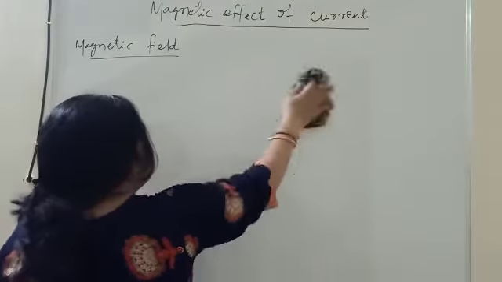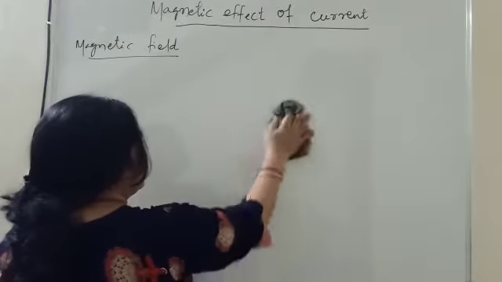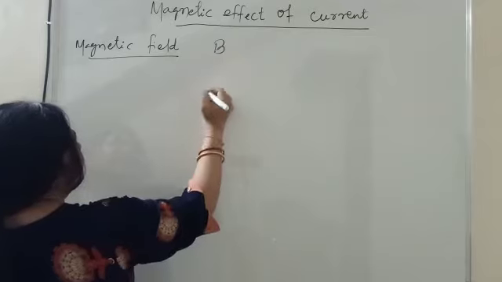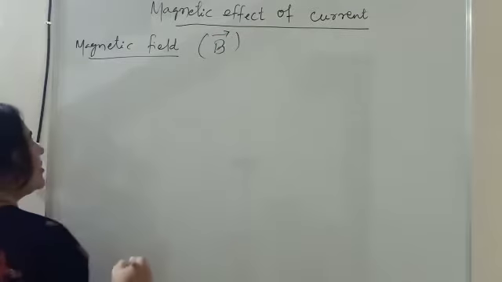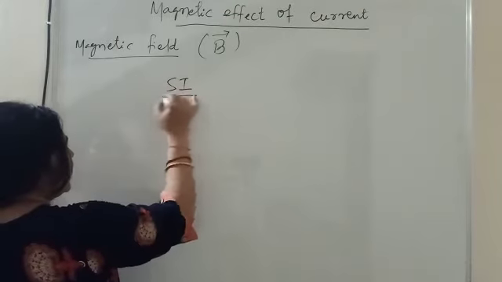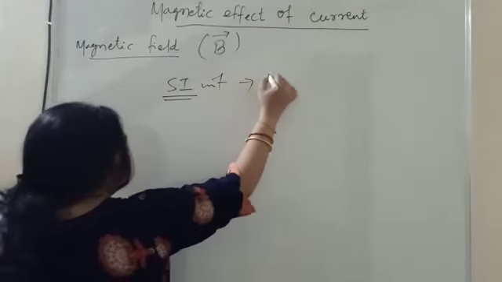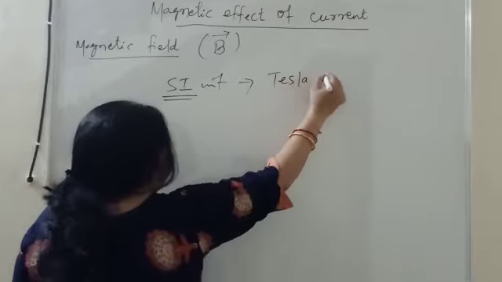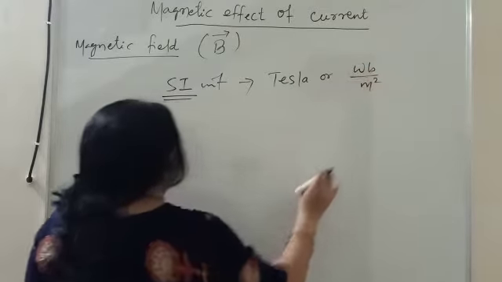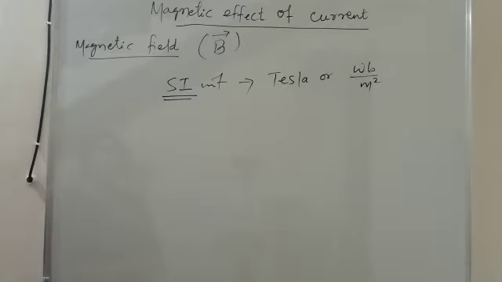Now, like the electric field, the magnetic field is also a vector quantity. The magnetic field is denoted by the symbol B, so it is a B vector. What is the unit with which it is measured? The SI unit is Tesla, or you can say Weber per meter square. This is the unit used to measure the magnetic field.